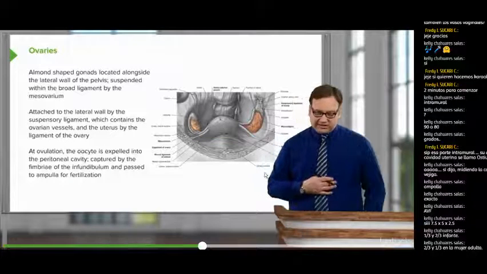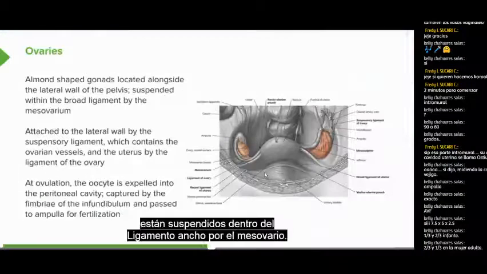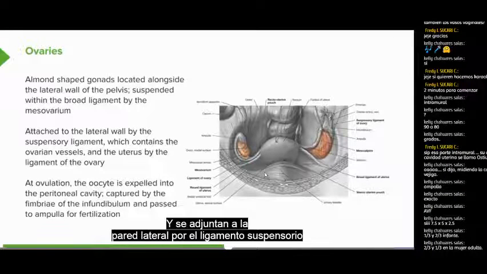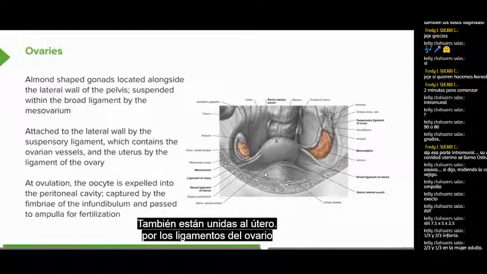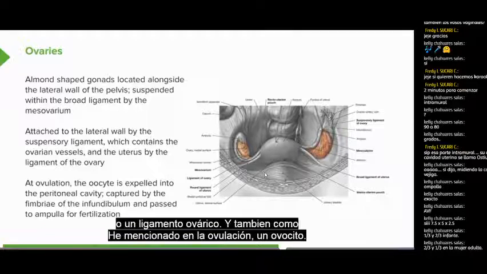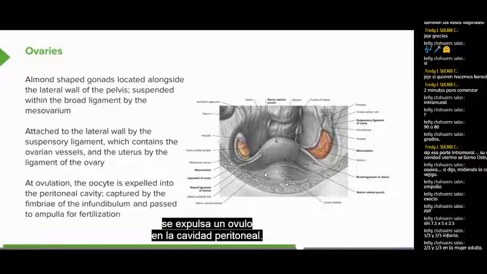As I mentioned previously, they're suspended within the broad ligament by the mesovarium, and they're attached to the lateral wall by the suspensory ligament, and these contain the ovarian vessels. They're also attached to the uterus by the ligaments of the ovary, or an ovarian ligament. And as I've mentioned, at ovulation, an oocyte or an ovum is expelled into the peritoneal cavity.